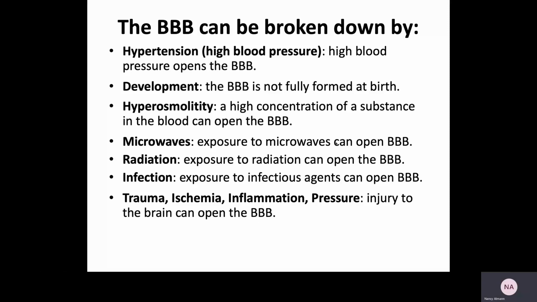Things like trauma, things like ischemia, things like inflammation, things like pressure are frequently associated with injury. So injury to the brain can actually open the blood-brain barrier.